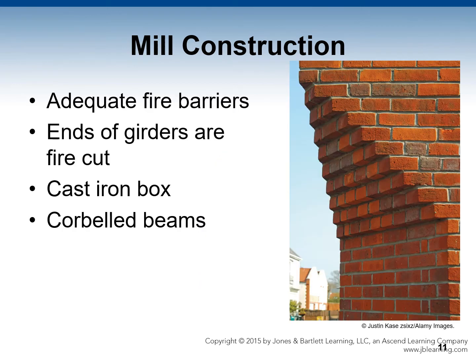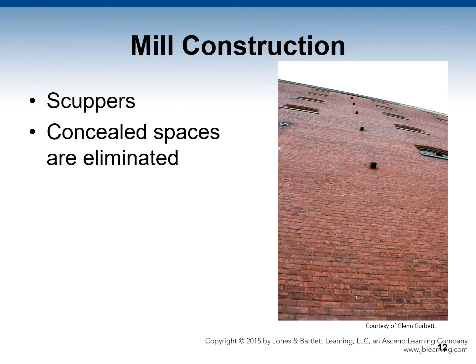The openings between floors are enclosed by adequate fire barriers. The ends of girders are fire cut to release in the event of collapse without bringing the wall down. Sometimes a cast iron box is built into the wall to receive the end of the girder, and sometimes the beams are set on a corbelled shelf. That's an example of what you see below. Scuppers in the wall will drain off water, reducing water damage on lower floors, and concealed spaces are eliminated.